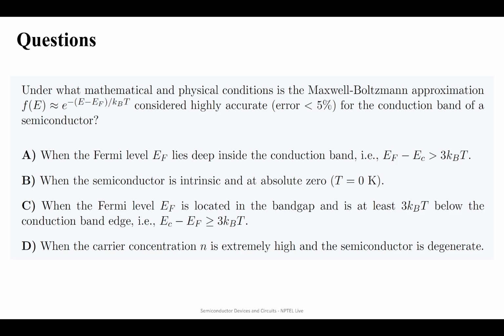Option A, when the Fermi level EF lies deep inside the conduction band, that is EF minus EC greater than 3 kT. Option B, when the semiconductor is intrinsic and at absolute zero, that is T equals 0 K. Option C, when the Fermi level EF is located in the band gap and at least 3 kT below the conduction band edge, that is EC minus EF greater than 3 kT. Option D, when the carrier concentration N is extremely high and the semiconductor is degenerate.